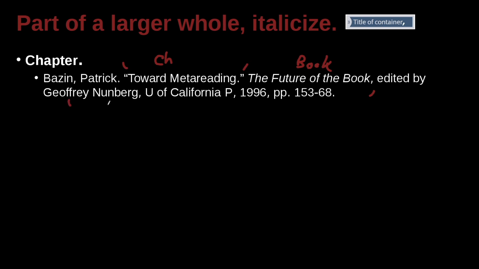First name first, last name last. We do not reverse it. We only reverse the name at the very beginning. Who is the publisher? University of California P. What does P mean? Press. Comma. When was the year? It was published 1996. And this chapter, Toward Meta Reading, this chapter are these pages here, 153 to 168.